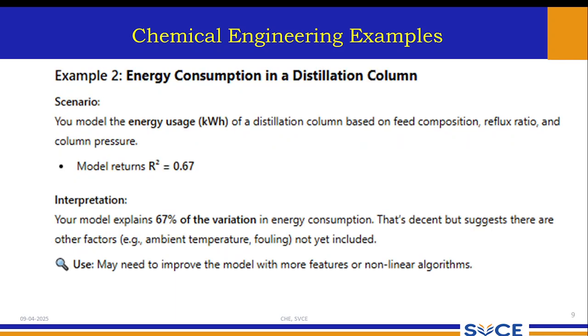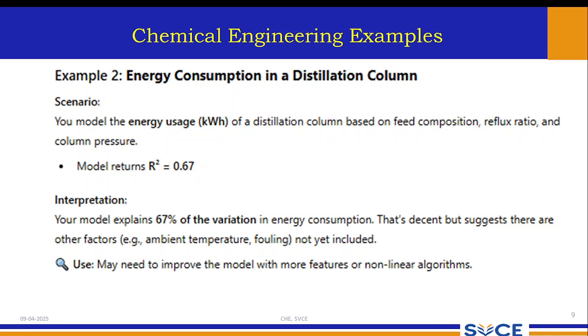Okay, so coming to the second part, the energy consumption in a distillation column, where R square is equal to 0.67. In that case, how are we able to interpret it? Only 67% of the variation in energy consumption is explained. This is decent but suggests that there are other factors which may also be included in the model, for example, ambient temperature and fouling.